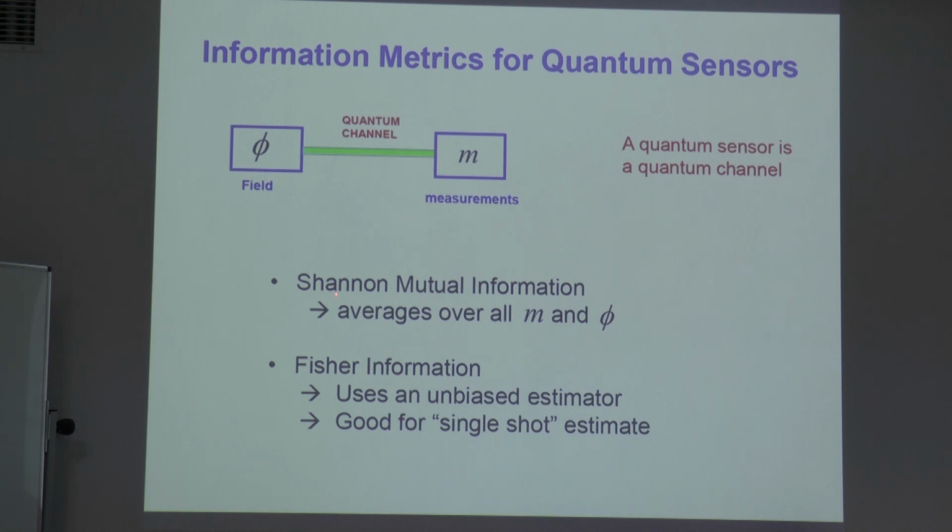I've discussed that you can use Shannon mutual information, but it averages over all measurement outcomes and over all phases. That's the nature of Shannon mutual information. On the other hand, you can use Fisher information, which basically uses an unbiased estimator. That means you have a measurement outcome and you have a function of that measurement outcome which tells you what the phase should be, your best guess. That would be Fisher information, and it's good for a single shot estimate of a quantum sensor.